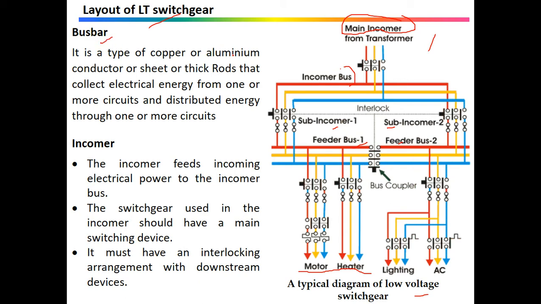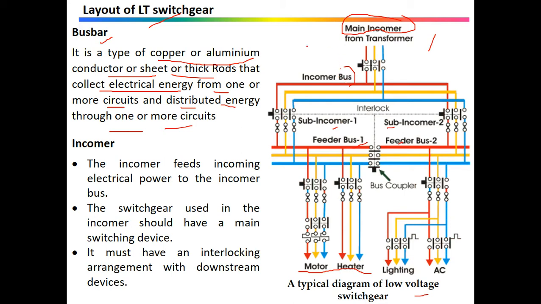It is a type of copper or aluminum conductor, sheet, or thick rod that collects electrical energy from one or more circuits and distributes this energy through one or more circuits. So this is the most important part. This is the bus bar, and these are the thick rods of copper or aluminum, and they collect energy and deliver it to the second circuit or the other circuit.